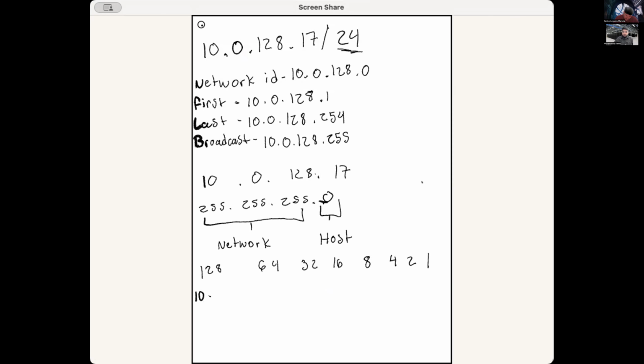We have the 10. So we know that's 0, 0, 0, 0, 1 for the 8, 0, 1, 0, and that is 10. Great. Then the 0 here, which is just eight zeros. Then we've got the 128, which is very simple. We know it's 1 and all zeros.